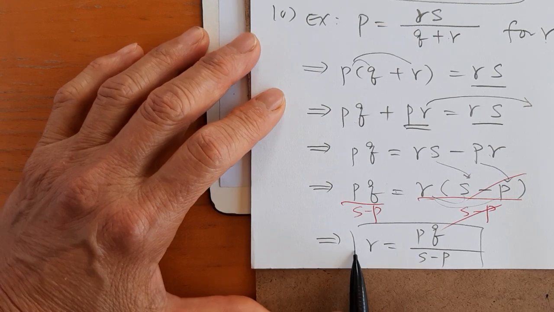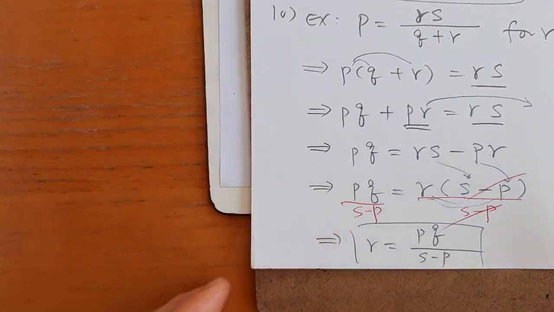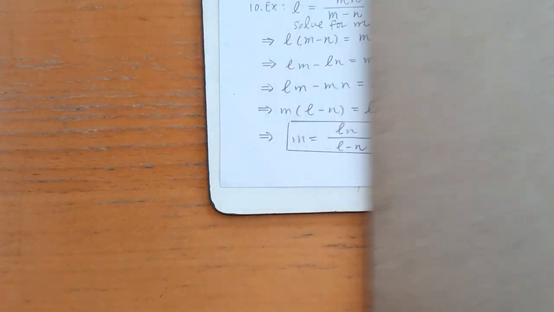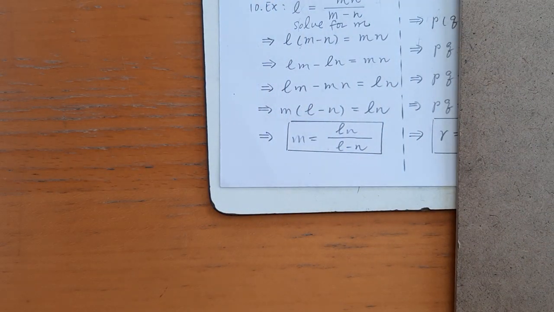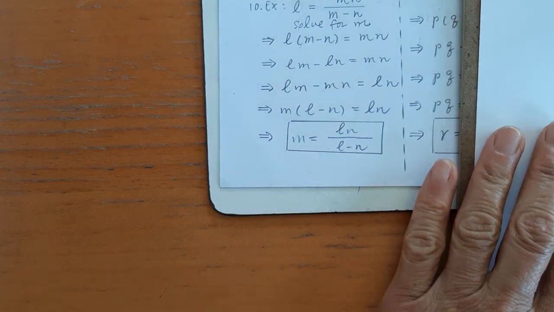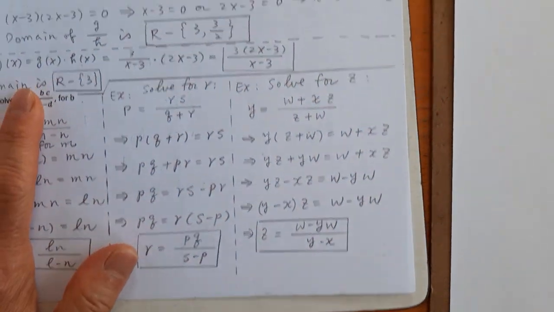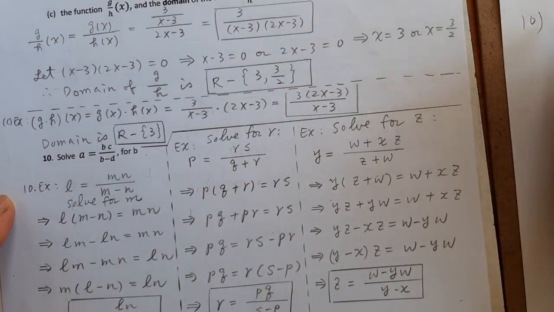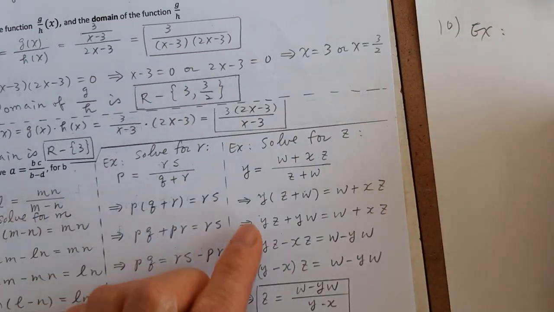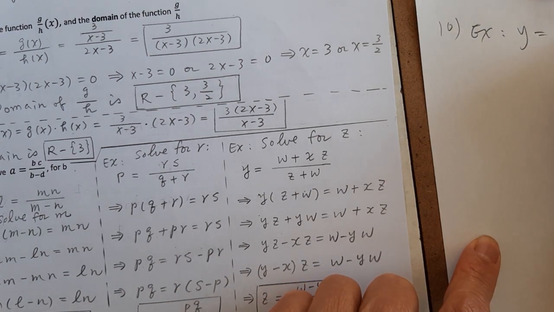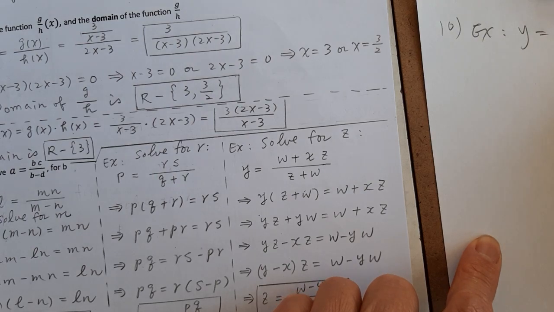You can see only r on the left side. On the right side has no r. That's solve for r. Next question is another example. Question 10. Example. Solve for z. y = (w + xz) over (z + w), for z. Solve for z.